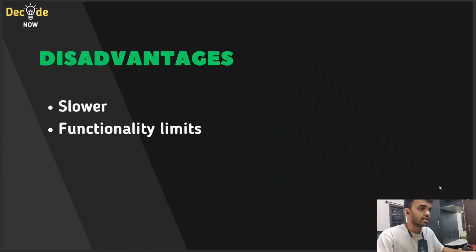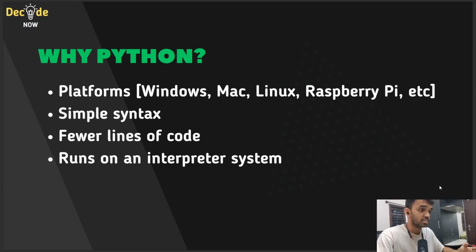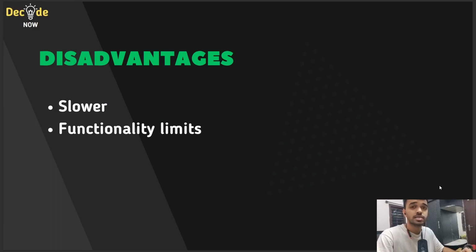Moving to the next slide, the cons or disadvantages of Python. Python as a programming language has very few disadvantages, and one of them is that it is slower compared to other programming languages, especially for some specific tasks. Functionality limits. As I discussed in the advantages, even though Python provides simplicity, that particular simplicity leads to limitations in functionality. So these are the two disadvantages of Python.